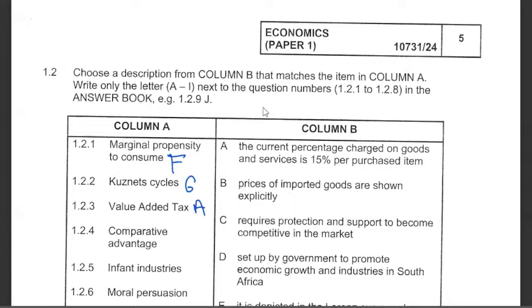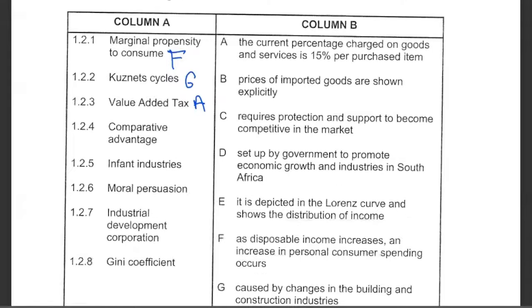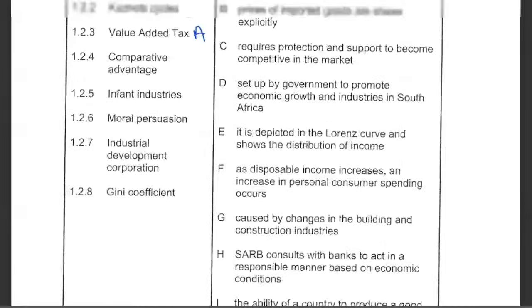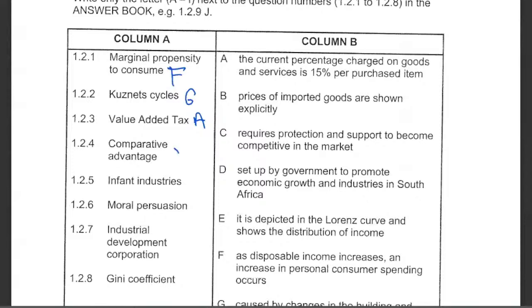So now let's check our 1.2.4. It reads as follows: comparative advantage. In this regard, our appropriate answer is going to be I, where we are saying that it is the ability of a country to produce a good more efficiently than other countries. So our appropriate answer in this regard is going to be I. Okay, right. Grade 12. So now let's move on to 1.2.5.